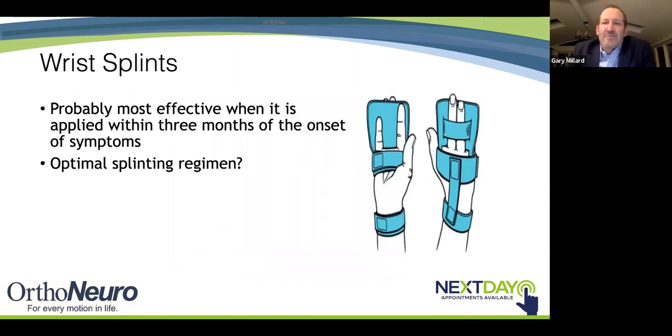When it comes to wrist splints, this is something we try on most patients. It's generally the most effective when it's used within the first 3 months of onset. When it comes to the best use of splinting, the first thing I always encourage is to use the splinting at night. That usually helps them sleep a little better. And if they're working on the computer all day, using the splints when they're on the computer does help take some pressure off the wrist itself.